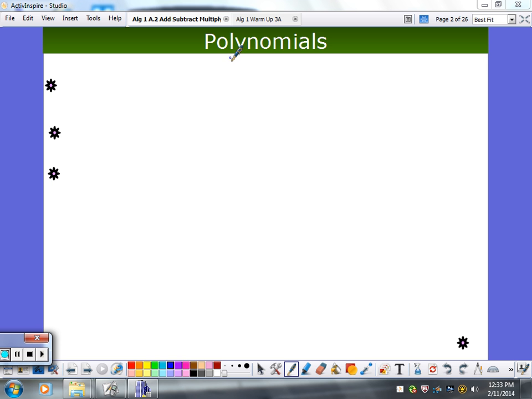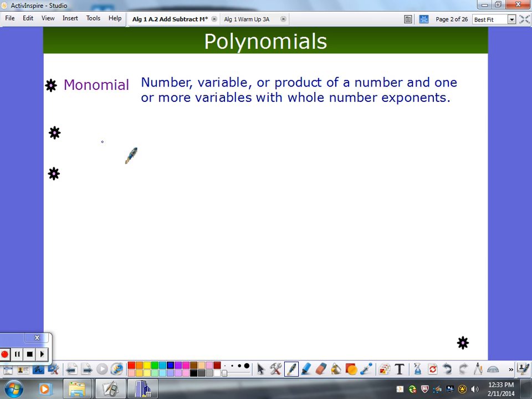Polyester. Many esters, and esters are kind of like a chemical thing. Polynomial: many, a nomial, a number. Many numbers. So if a polynomial is many numbers, what's a monomial? Monomial. One number.